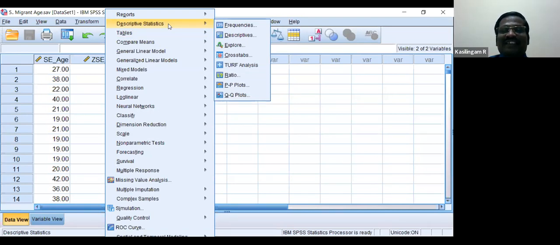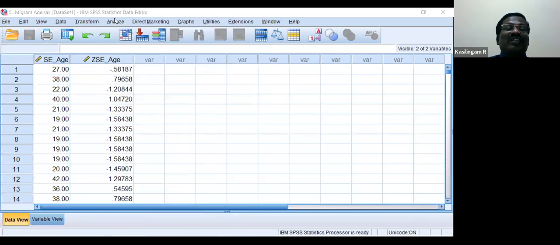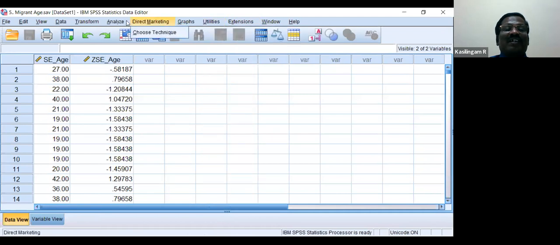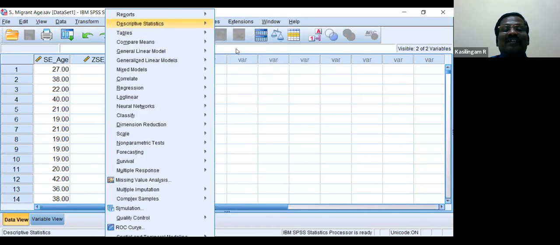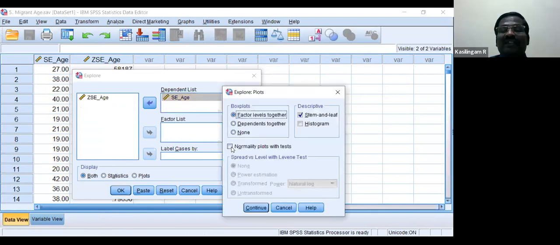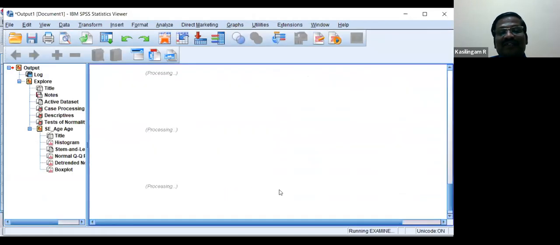Explore. If it is frequency, you have to click. If it is explore, you need not click, it will come automatically. Next, what do I have to do, madam? Select the variable and put it here. Next, the plots: normality plots with tests. This histogram also, stem and leaf automatically clicked.